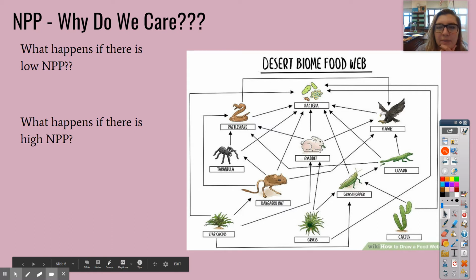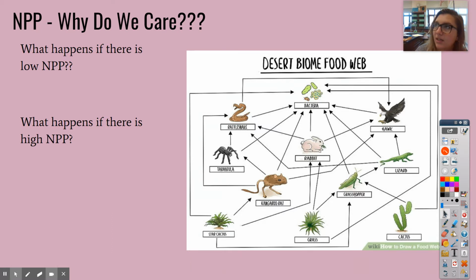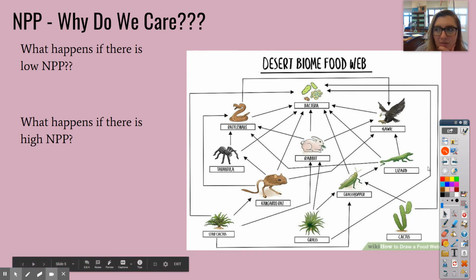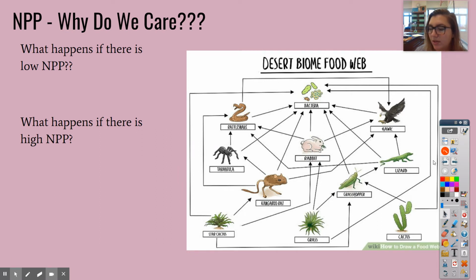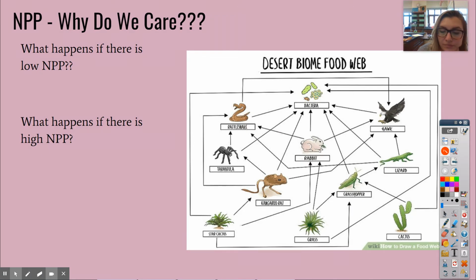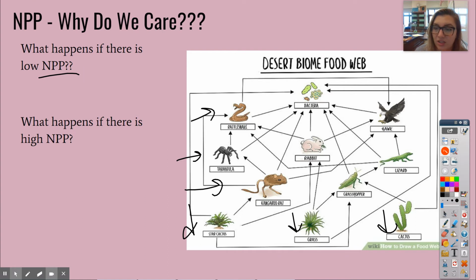So why do we care? Why are we learning about net primary productivity and gross primary productivity? Why does it matter? Thinking back to our food webs, what happens if there is low NPP, low net primary productivity, in this food web? A good way to think about this: if there's low NPP, that means they're not storing a lot of energy. And if they don't have that much energy, that's going to affect every other level of the food web. If there's not enough energy, there's not going to be as many organisms eating the plants because there's just not as much energy available.